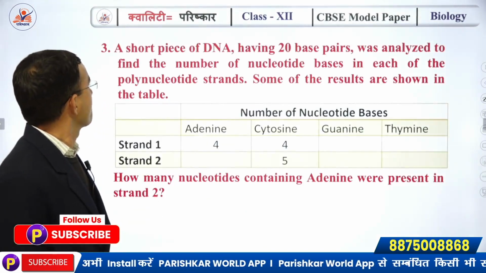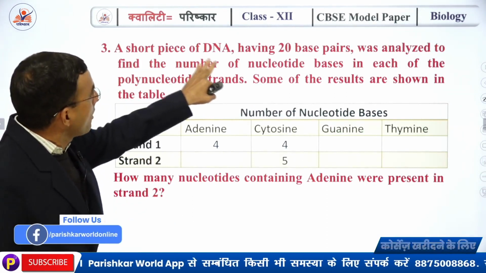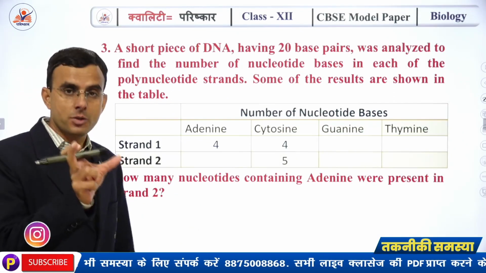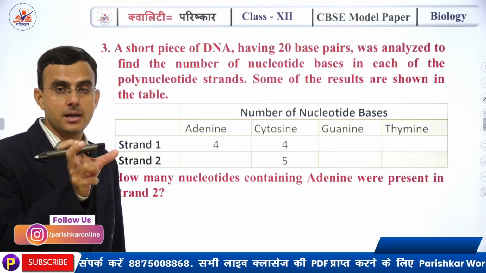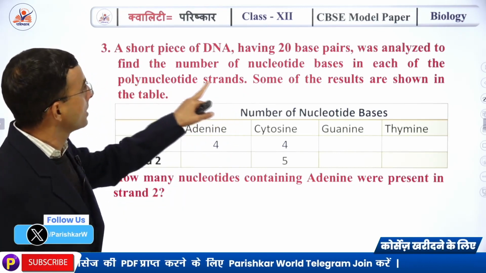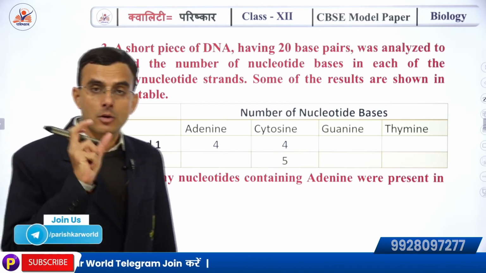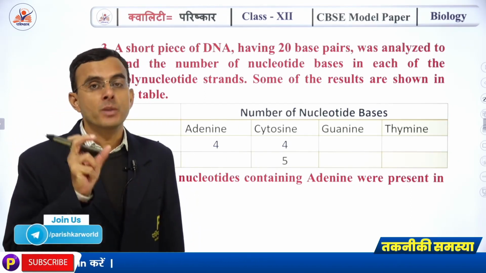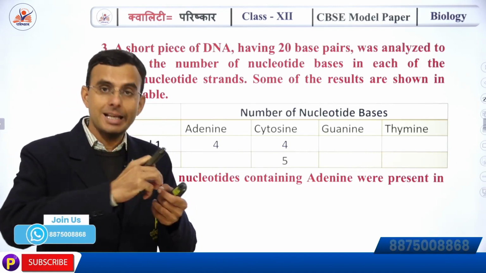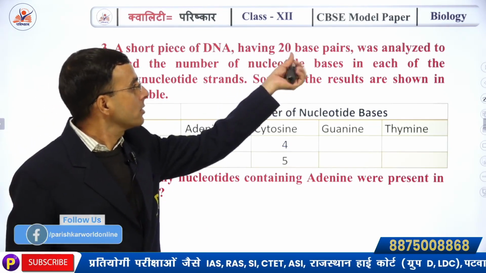Next question, now look at this one. A short piece of DNA having 20 base pairs. So there is a short segment of DNA that contains 20 base pairs, analyzed to find the number of nucleotides. We know that DNA is made up of nucleotides, and the nucleotides are present in a sequence. In this one, the pair is 20 base pairs.